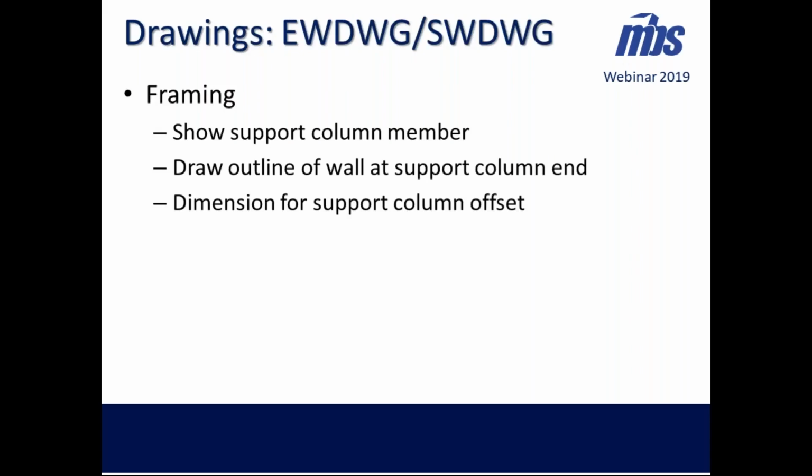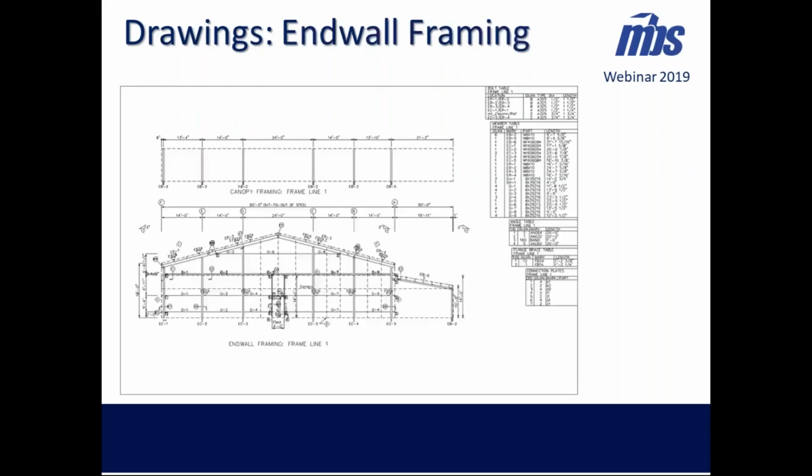So if we look at an Endwall Sidewall drawing output currently, this is what you see. So you'll see the canopy on the right side there with the column support out at the end. We have the mark of the column. We have the offset dimensions. And we have the heights.